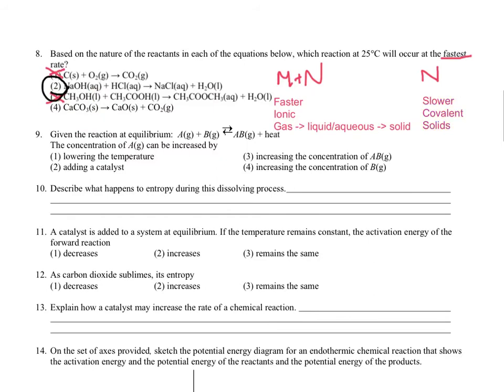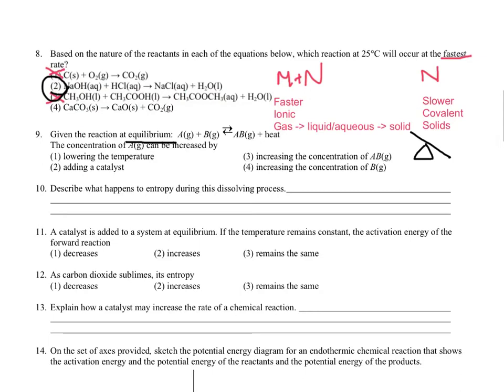Question number 9 asks us again to define equilibrium. Remember, equilibrium has equal rates and constant concentrations. Here we're looking to increase the concentration of A. That means that if we imagine our seesaw, we would like the A side to go up.